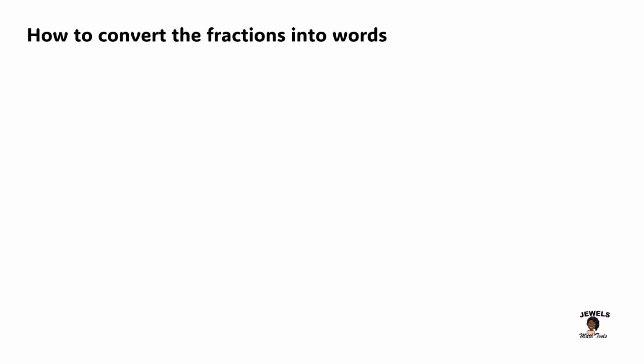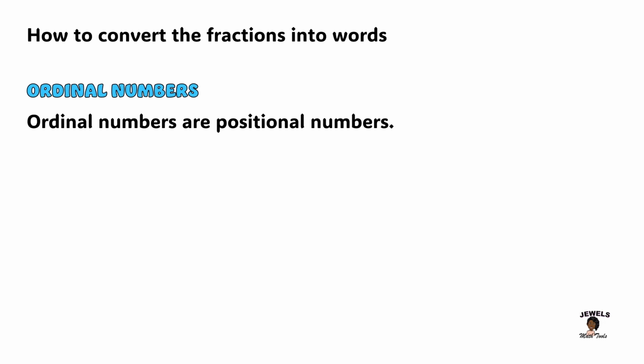So the first thing we have to look at when we are changing our fractions into word form is how do we convert our fractions into words. Now the first thing you need to remember is that whenever you're converting fractions into words, we use what we call ordinal numbers. Now ordinal numbers are mostly known as positional numbers, and these positional numbers are numbers that we use to place items or things, or even people in some cases, into ranks.